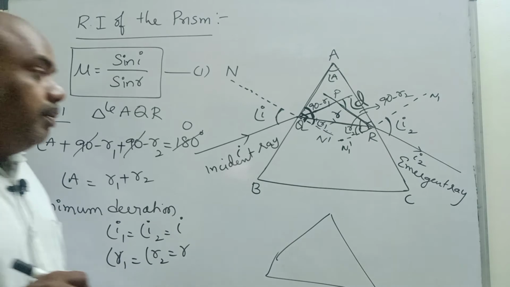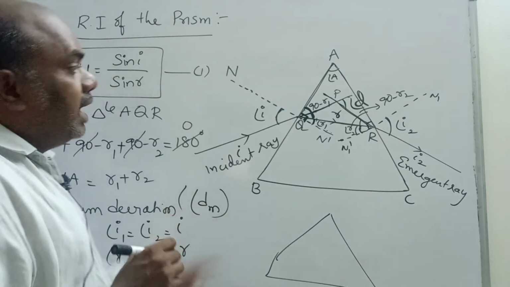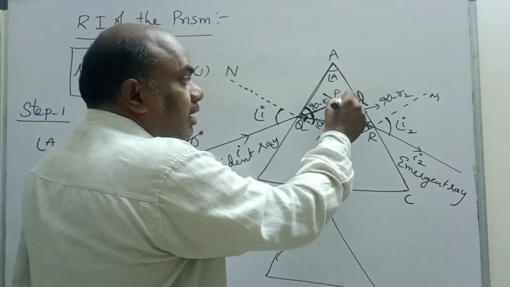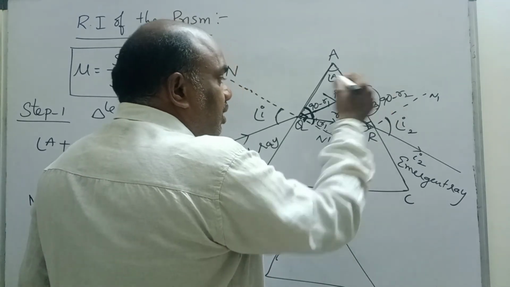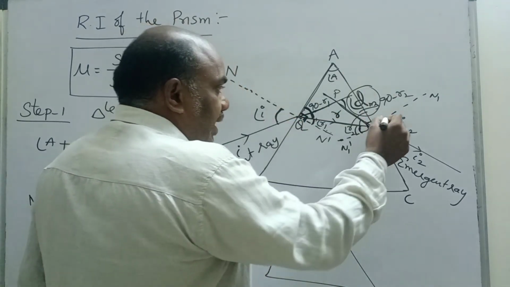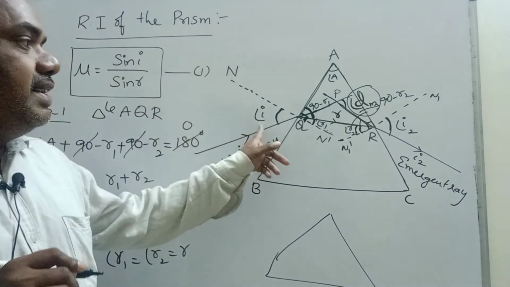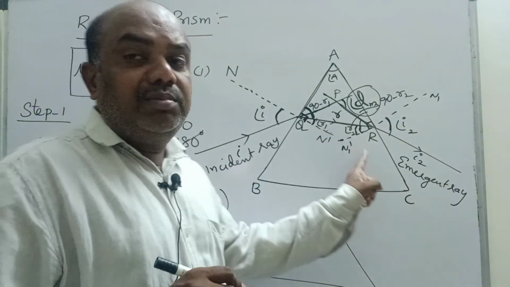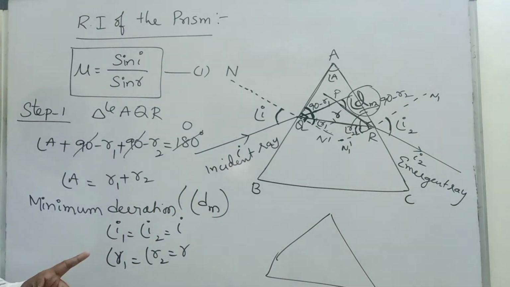Understand, children? Minimum deviation means the angle between the extended incident ray and the extended emergent ray, called the deviation, will be minimum. When will it be minimum? Number 1, the angle of incidence and the angle of emergence must be equal. Number 2, the angle of first refraction must be equal to the angle of second refraction. If these two conditions are satisfied, then minimum deviation takes place.